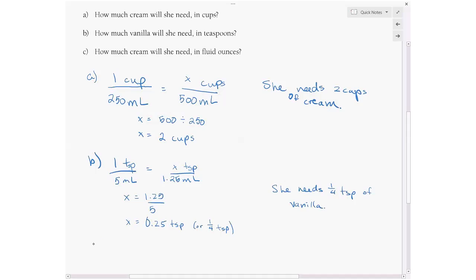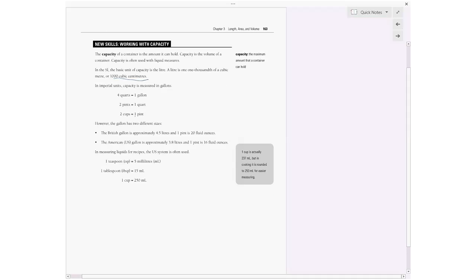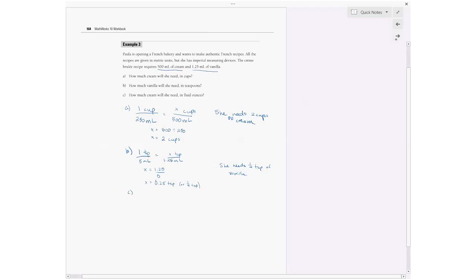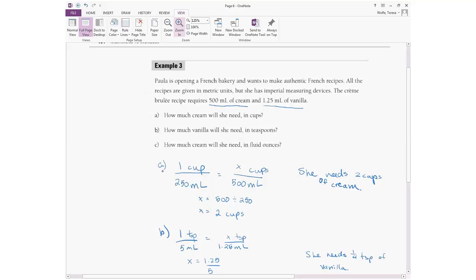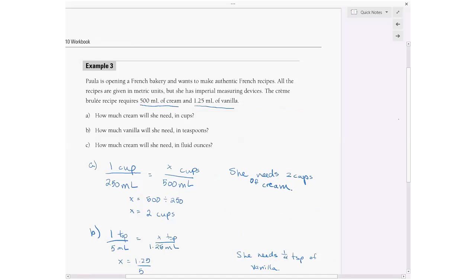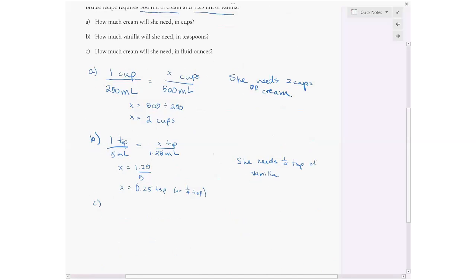And then the last question says, how much cream will she need in fluid ounces? I believe we had that conversion, did we not? 20 fluid ounces in a pint, 16 fluid ounces. Here we would be using this one, 16 fluid ounces, and 1 pint is 2 cups. Anyways, it's not here for whatever reason. 1 cup is 8 fluid ounces, which, if 2 cups is 16, then 1 cup would be 8 fluid ounces. So when we're talking about our American measurements, how much cream will she need in fluid ounces?